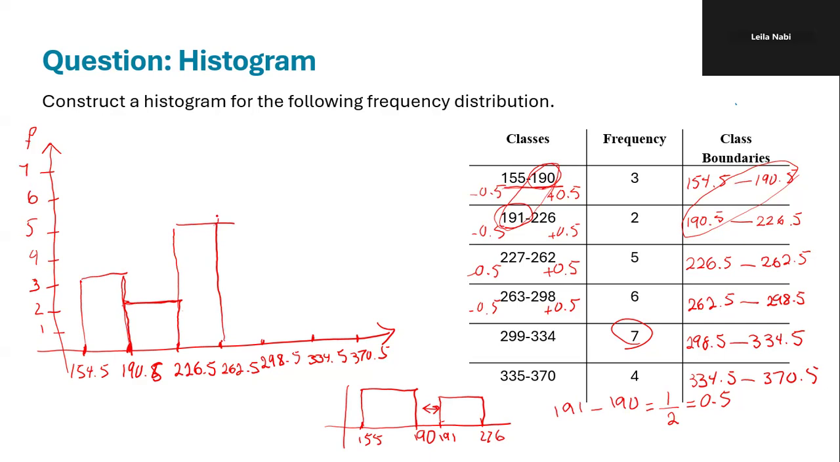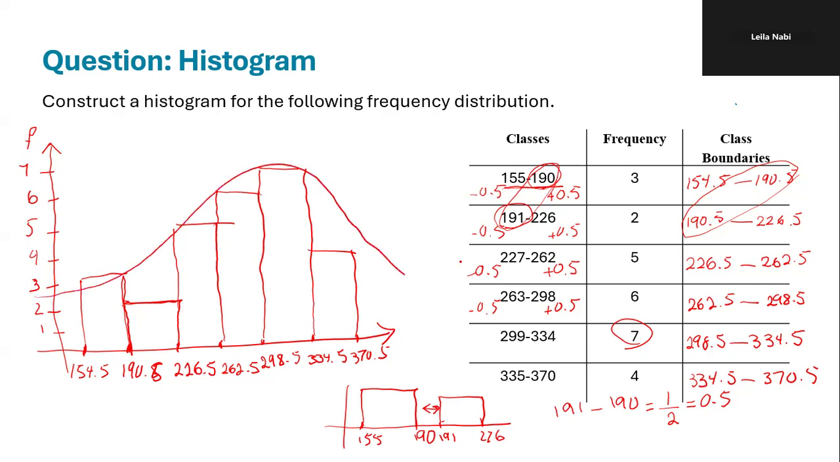Next is going up by 6. Then going up by 7. And the last one is going to 4. Now I have a histogram. And by looking at these bars, I can see the shape of the distribution later. Okay?